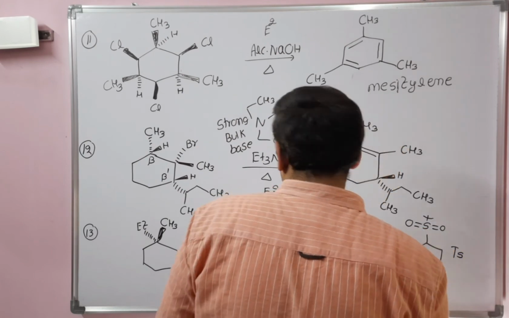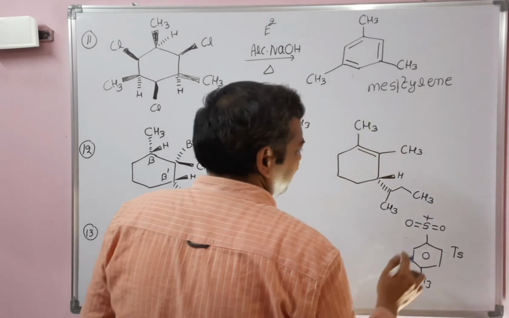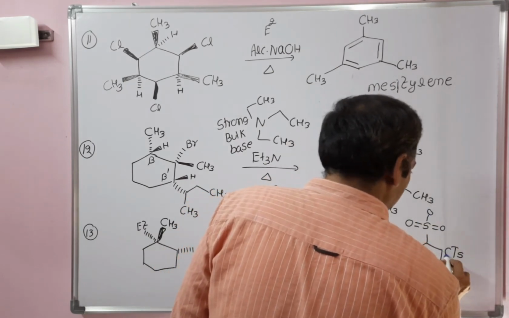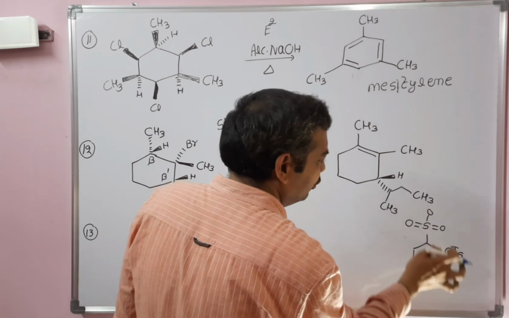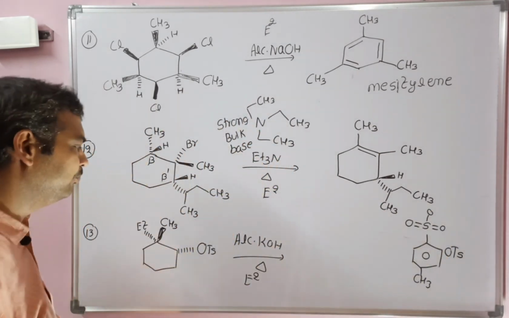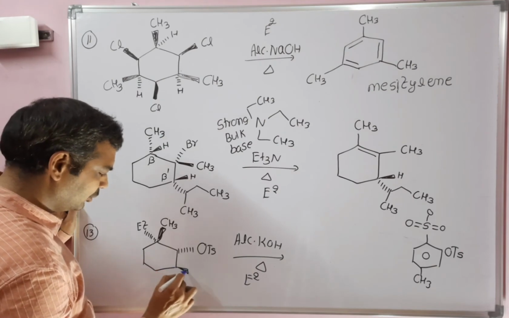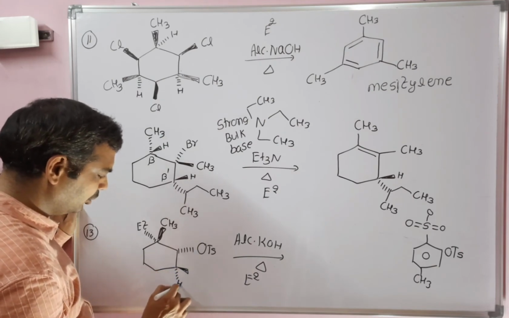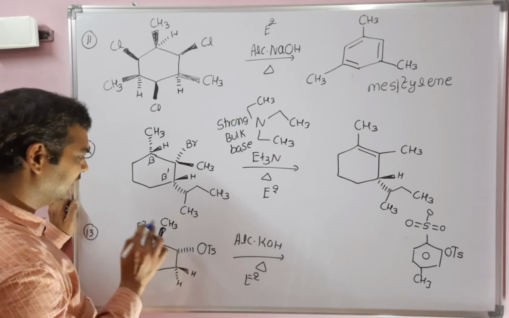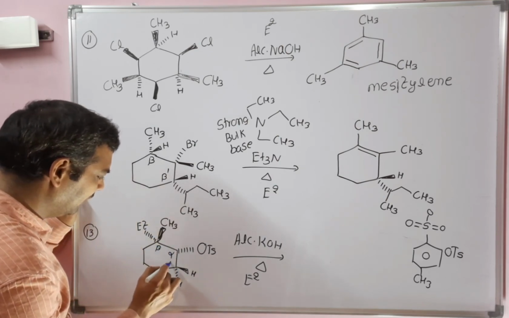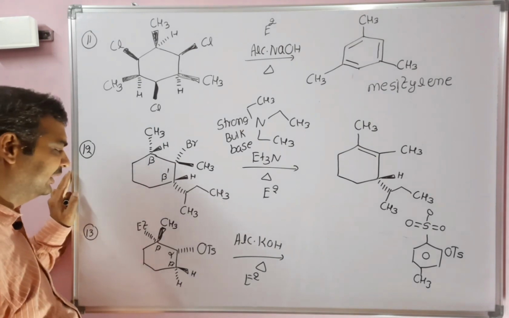O-tosyl means the oxygen is substituted with the tosyl group. Up to here is tosyl, and O-tosyl means this one. That is a good leaving group. So tosyl is there, and two positions have hydrogens, here and here also. So there is an alpha carbon and beta carbons, and beta elimination is expected here.